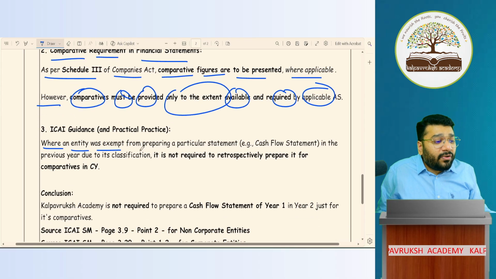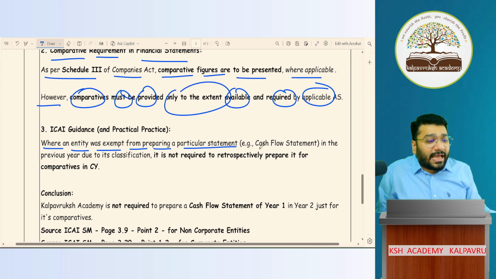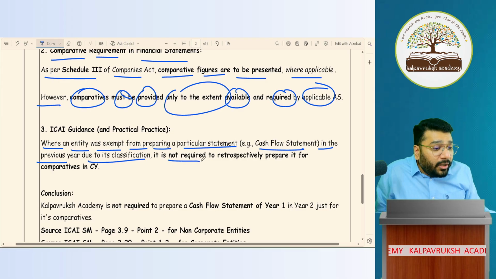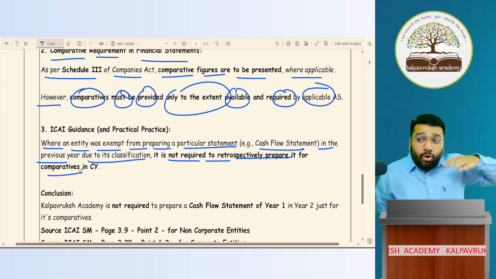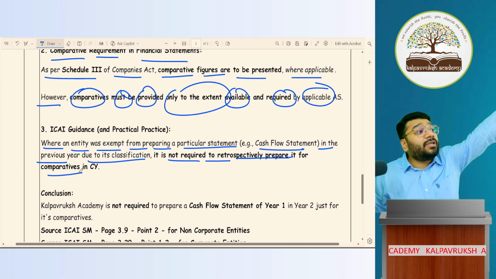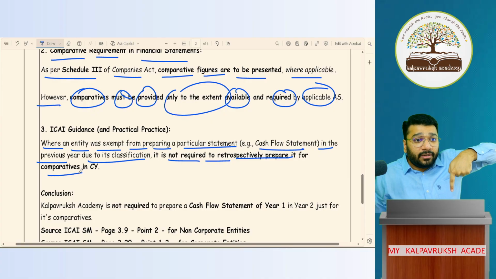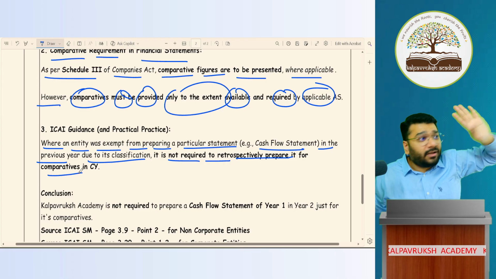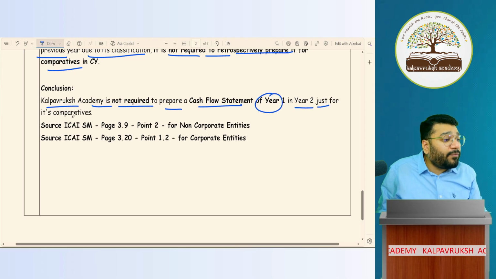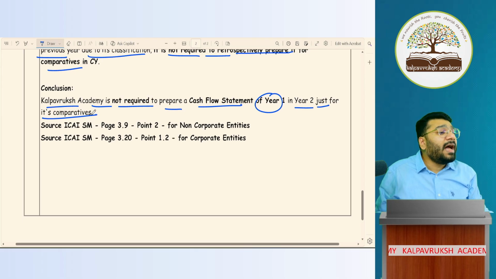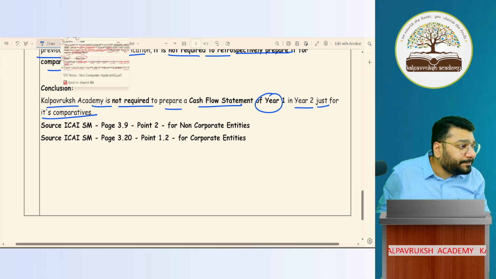Where an entity was exempt from preparing a particular statement, such as the cash flow statement, in the previous year due to its classification as MSME, it is not required to retrospectively prepare it for its comparatives in the current year. Should I go back and retrospectively prepare the comparatives of the previous year? Not required. Conclusion: the entity is not required to prepare the cash flow statement of year 1 in year 2 just for comparative purposes. Who is saying this? ICAI is saying this.